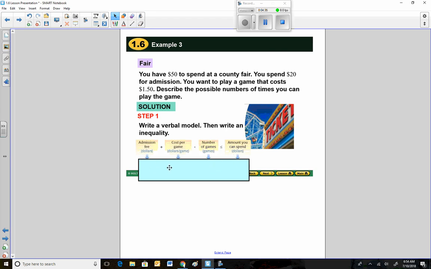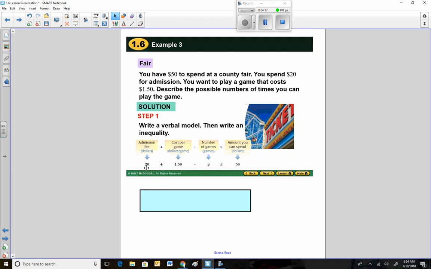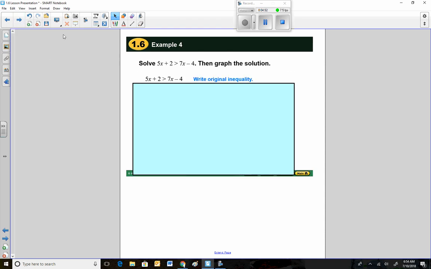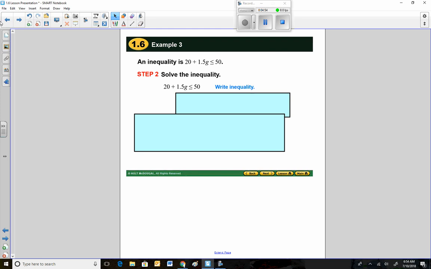So let's take a look at how we could do this. We have $20 to get in, plus $1.50 per game. Per game would mean, okay, we don't know how many games, so we just put in the variable. So that's why we get 20 plus 1.50 G less than or equal to $50. All right. Now over here, oops, I skipped something. Oh my goodness, I'm all over the place. Here we go. So we have 20 plus 1.5g is less than or equal to 50. That's your equation. Now we have to solve it.